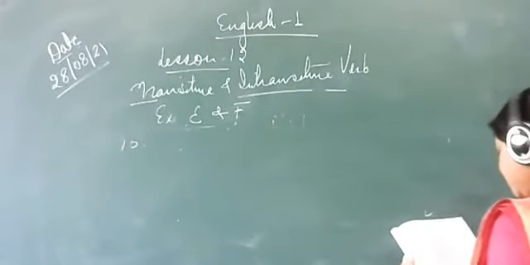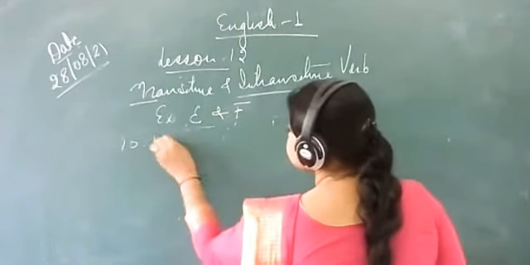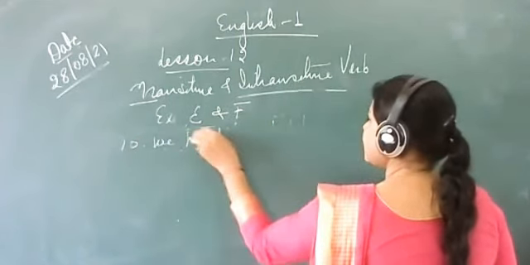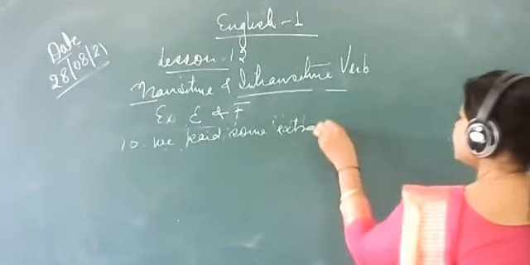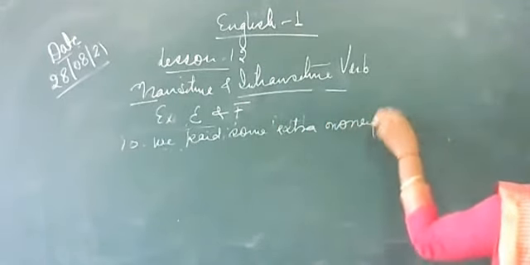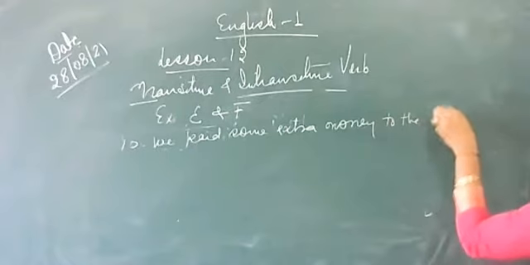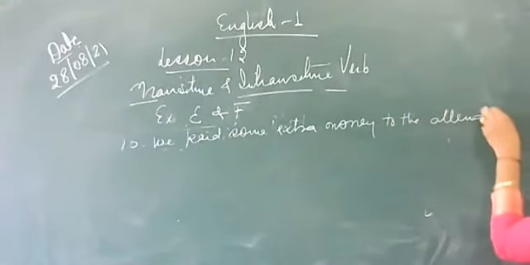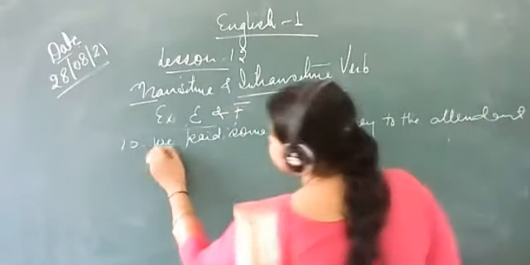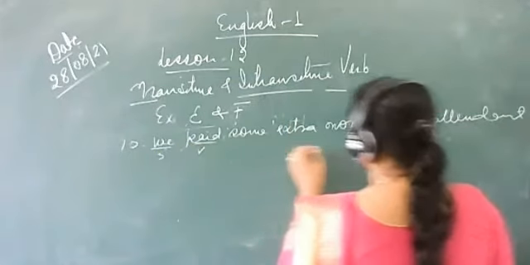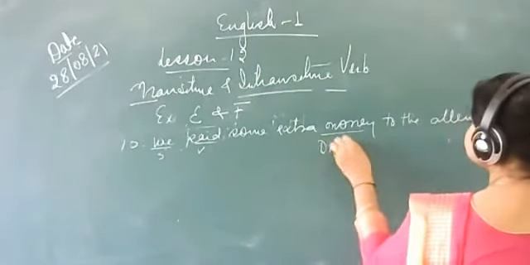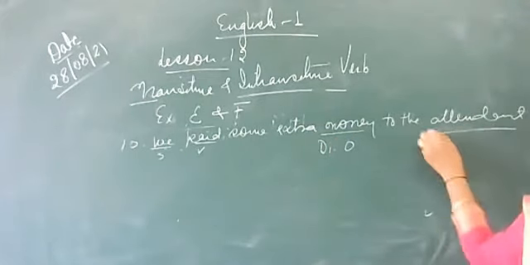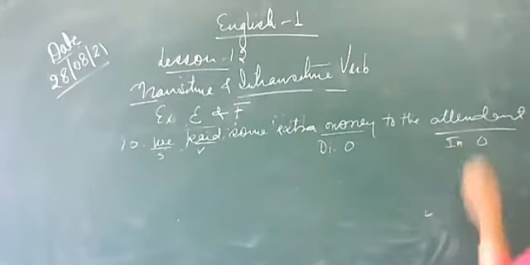We paid some extra money to the attendant. Clear? Subject, paid is verb, money is direct object, and attendant is indirect object.